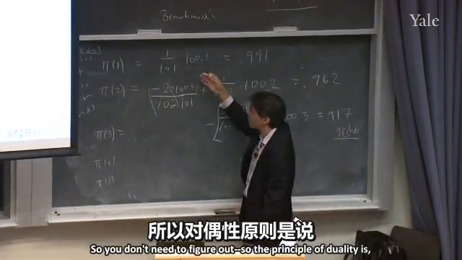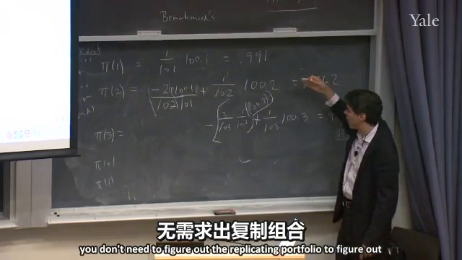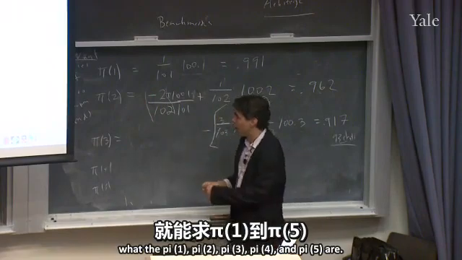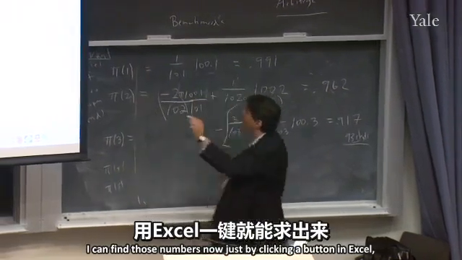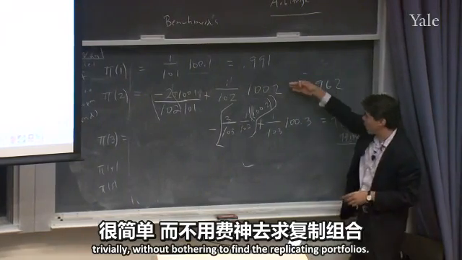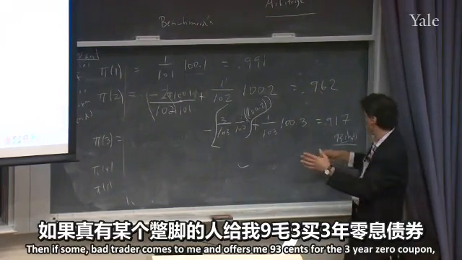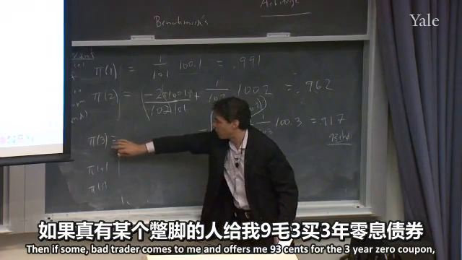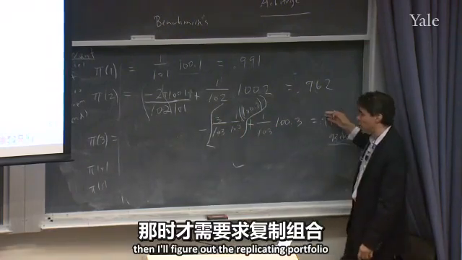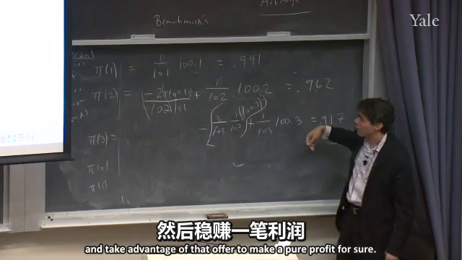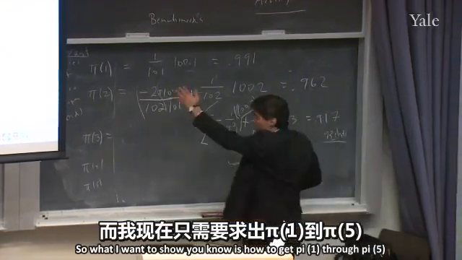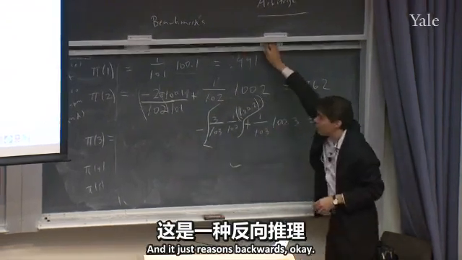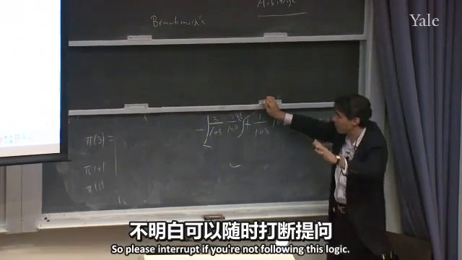So the principle of duality is you don't need to figure out the replicating portfolio to figure out what pi 1, pi 2, pi 3, pi 4, and pi 5 are. I can find those numbers now just by clicking a button in Excel, trivially, without bothering to find the replicating portfolios. Then if some bad trader comes to me and offers me 93 cents for the 3-year zero coupon, I'll figure out the replicating portfolio and take advantage of that offer to make a pure profit for sure. So what I want to show you now is how to get pi 1 through pi 5 without having to go through this complicated calculation. And it just reasons backwards. Please interrupt if you're not following this logic.